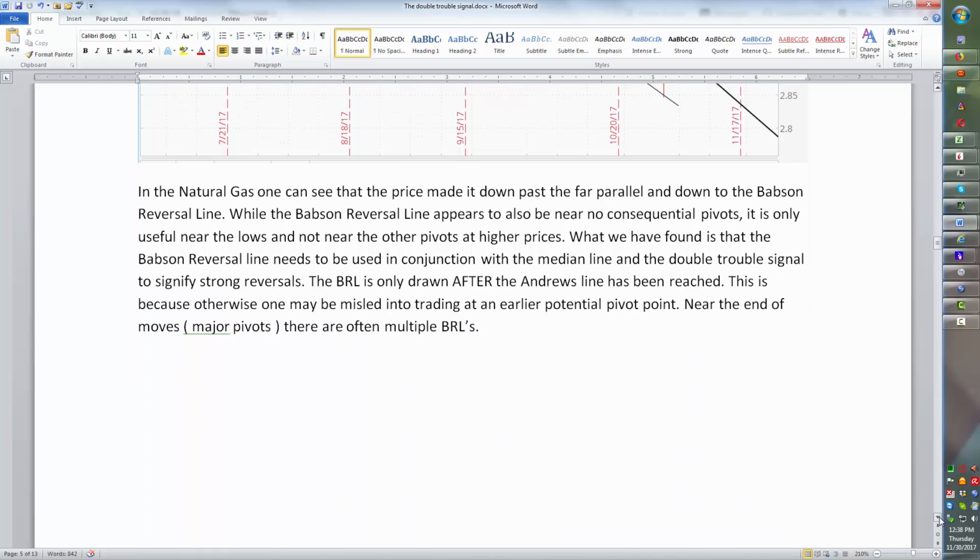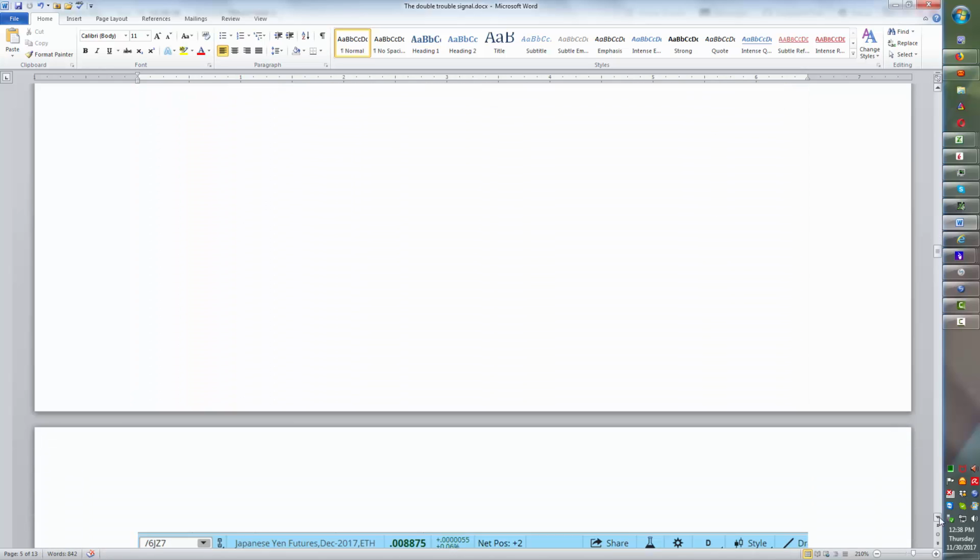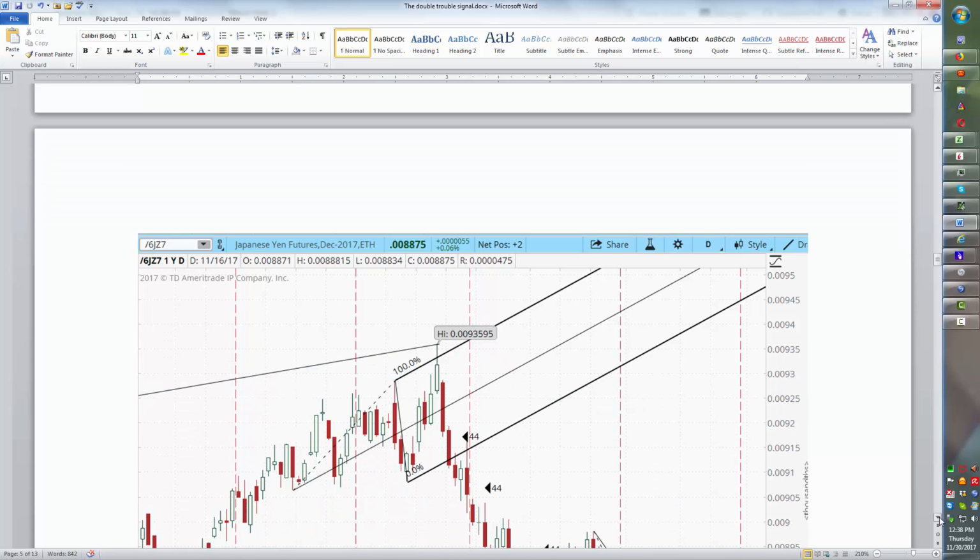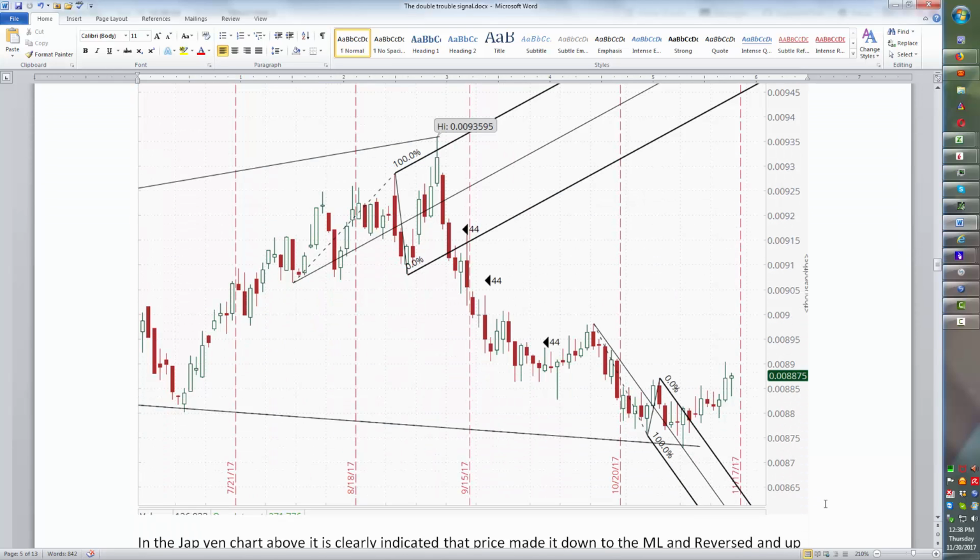And let's take a look. Let's see what we have. What do we get to next? Japanese yen. Japanese yen. So here, once again, this is not a correction, right?